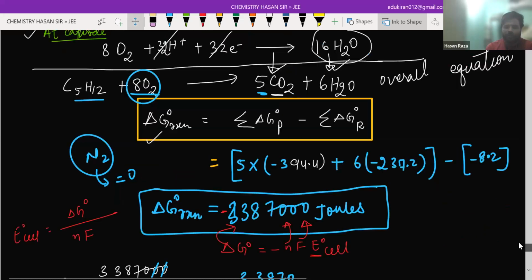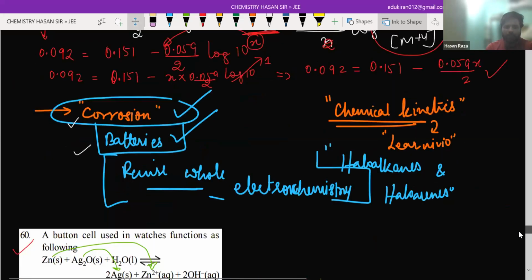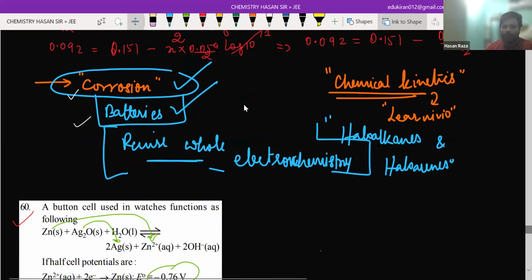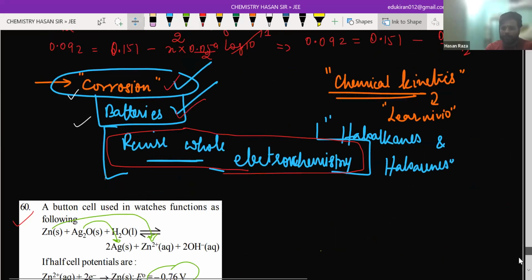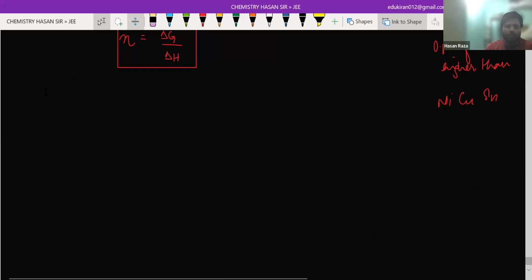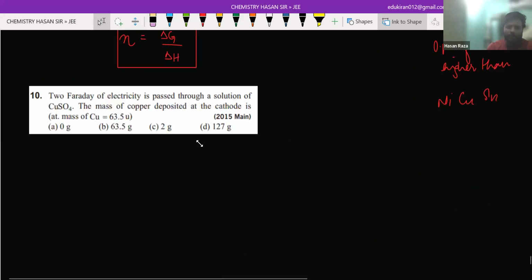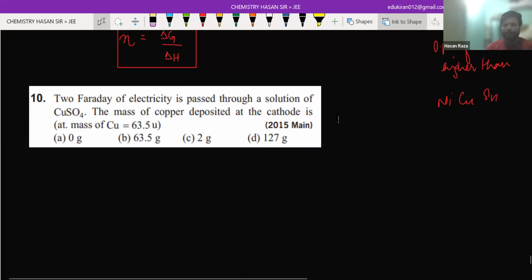Okay. So in the previous class, I told you that we are going to have questions on corrosion, batteries and revise whole electrochemistry. Now I'm going to take questions from JEE Mains. So please be prepared. I think this type of question I have already done in the class. And it's a question from 2015 Mains. Please do it.